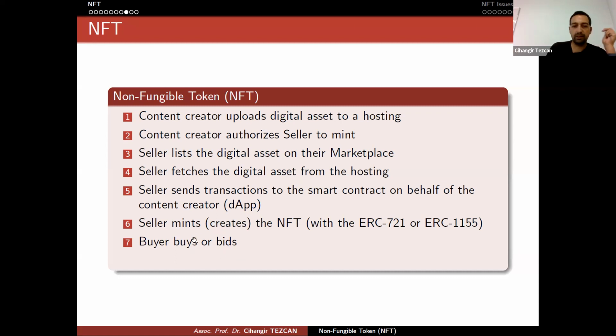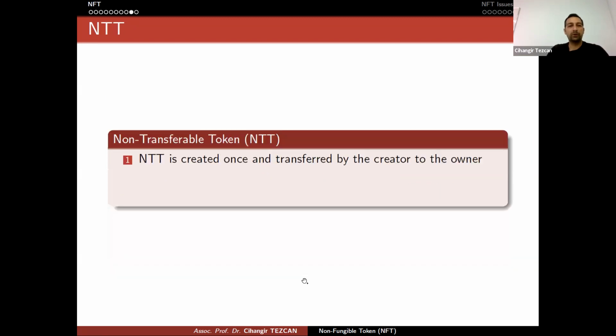But in the other case, the buyer simply buys it. In the bids case, there is a countdown, and at the end of the countdown, the highest bidder gets the NFT. So the token is transferred to the buyer with the help of the smart contract, and this is how you buy the NFT. The first few steps can also be done by the content creator if you know how to create an NFT and sell it. So you don't need a marketplace most of the time, but it requires some special knowledge to do it by yourself. So this is how the NFT is created and sold on the blockchain.